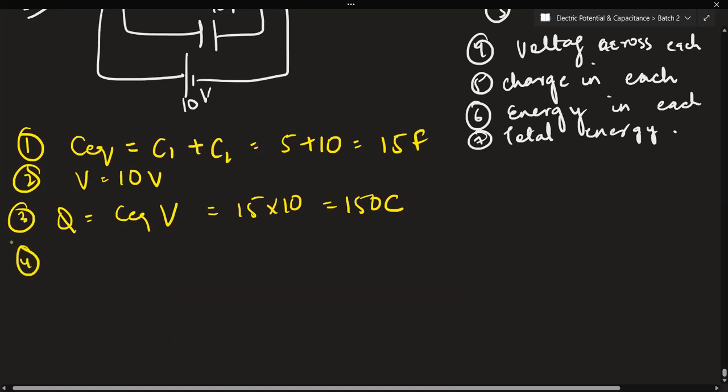The fourth part says what? Voltage across each. In a parallel combination, voltage does not get changed, because from here also you have the same voltage, and from here also you have the same voltage. So voltage will be the same. So V1 is equal to V2, which is equal to 10 volts.